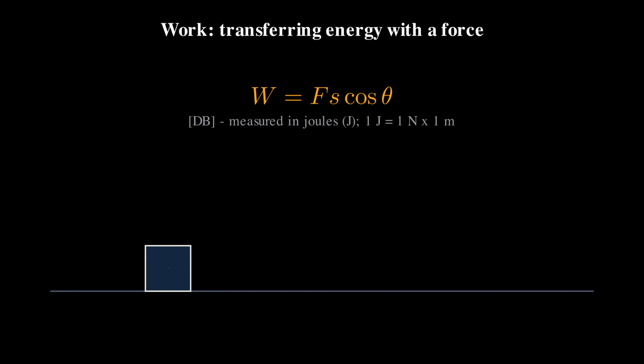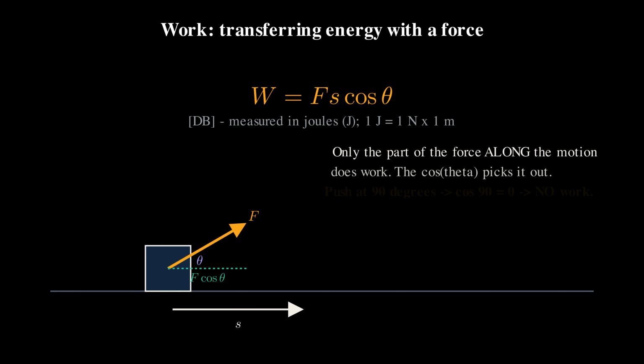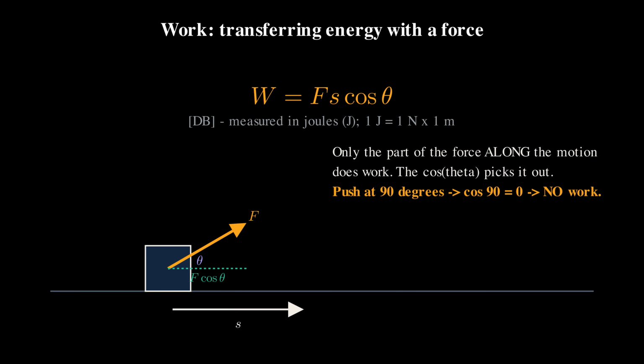Why the cosine? Because only the part of the force pointing along the motion actually does work. Drag this box with a force at an angle theta, and it's the horizontal component, F cosine theta, that drives it forward. The cosine simply picks out that useful part. The stunning consequence: if you push exactly perpendicular to the motion at 90 degrees, cosine 90 is 0, so you do no work at all. Carrying a heavy bag along a flat floor, the lift is vertical, the motion horizontal. Transfers 0 work to the bag.